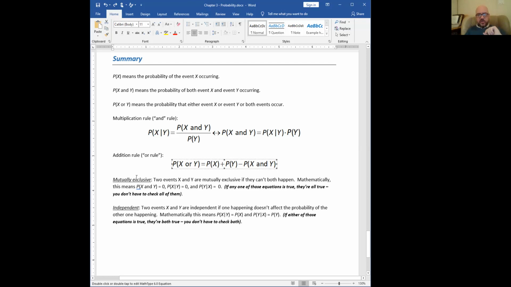And then mutual exclusivity and independence. Two events are mutually exclusive if one prevents the other one from happening. You can also think of them as sharing no outcomes, and you can also think of it as probability of "and" is 0. All those things mean the same thing. Two events are independent if they don't affect each other. So X and Y are independent if probability of X given Y equals probability of X, right? So Y didn't affect X.